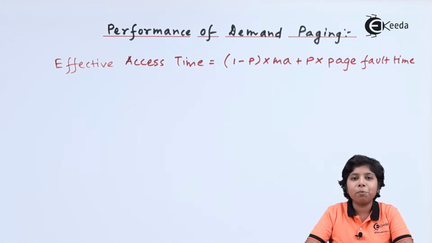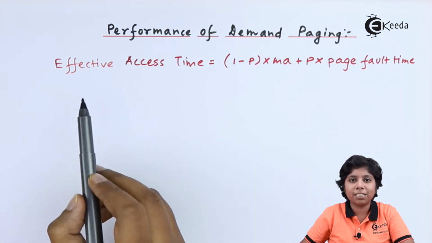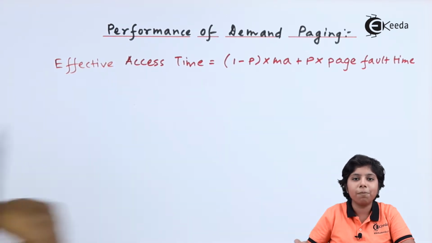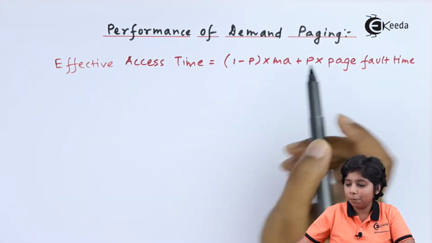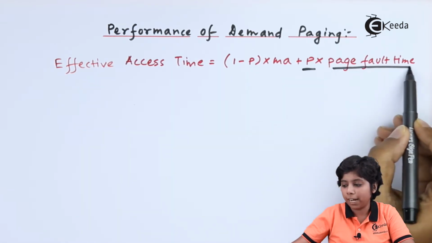So let P be the probability of a page fault, which lies between 0 and 1, that is 0 ≤ P ≤ 1, and P tends to be close to 0, since we want few or no page faults. Now to calculate the effective access time, the references that are already in memory, with probability 1 minus P, are given the memory access time, and the references that page fault need to be multiplied by the page fault time.